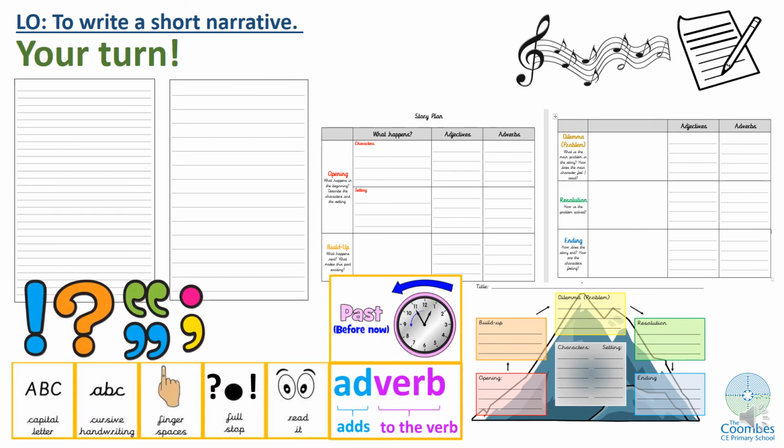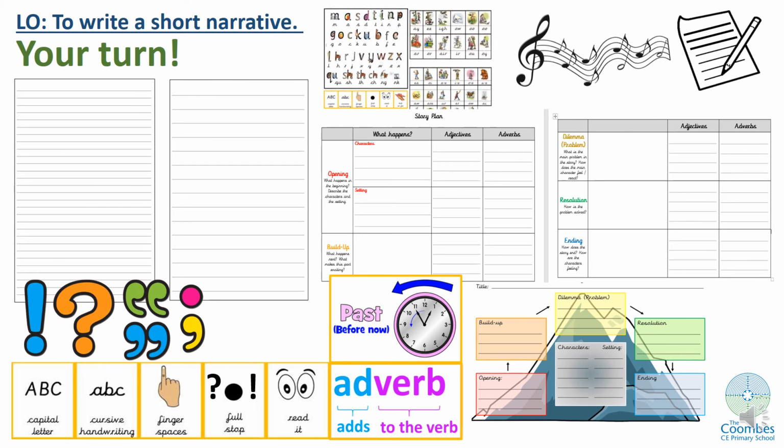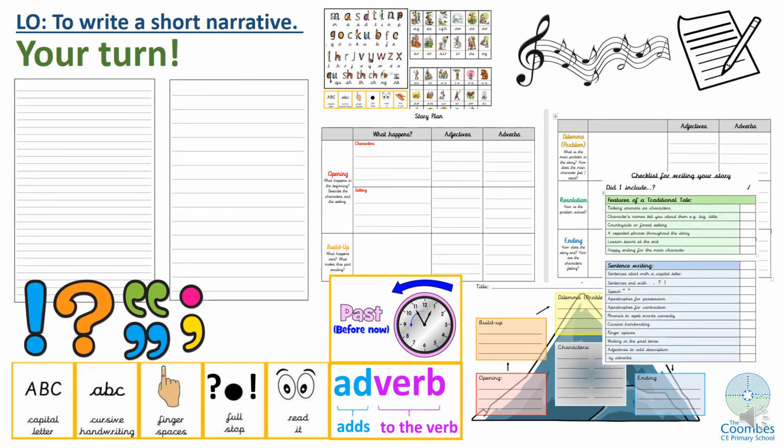You need to think carefully when you're writing it and make sure you've included all of these features, your capital letters, your cursive handwriting, your finger spaces, your full stop and other punctuations, and that you read it carefully. Try and include your adverbs and make sure you're writing in the past tense. You can use your sound mat to help you with your spellings. And you can use your checklist for writing as well to make sure you've included all of the features that you need to. I would also suggest putting on some quiet music in the background to help you concentrate.